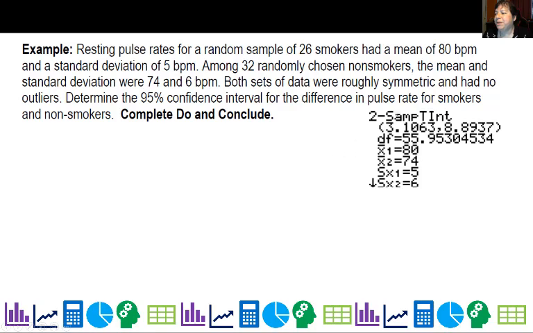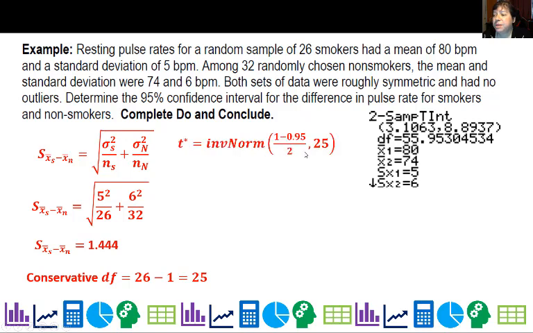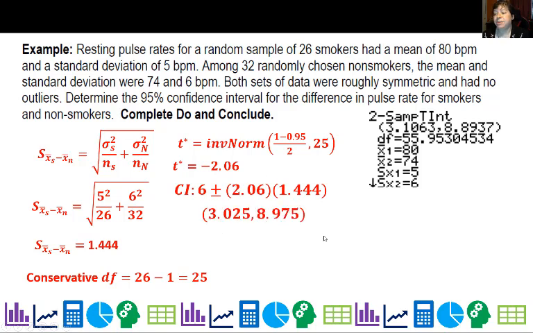So looking at our example, by the way, this is the answer it spits out on this sample, but we're going to go ahead and go through the hand calculation just to show it to you. So there's my standard error calculation. Substituting my numbers, I get 1.44. I need my critical value. I'm going to use conservative degrees of freedom of 25 because the smaller of my two samples is 26. And then I'll just do inverse t with the 25 in it, and I'll use negative 2.06. Doing my point estimate plus or minus my critical value times my standard error, this is the confidence interval I get.